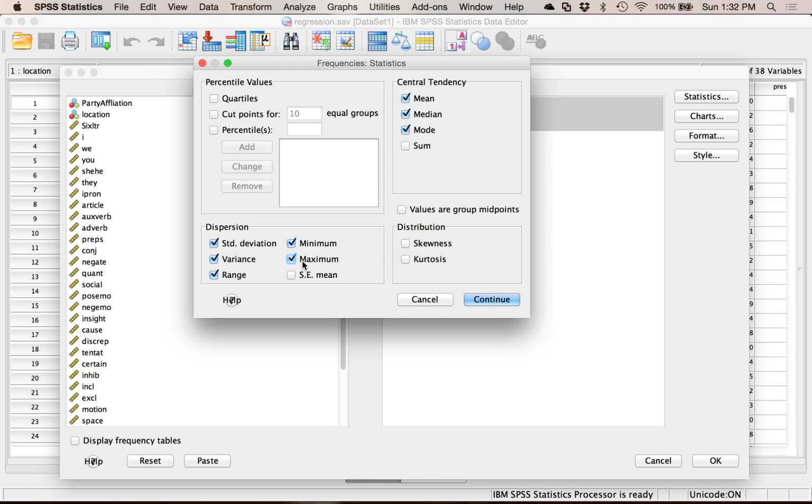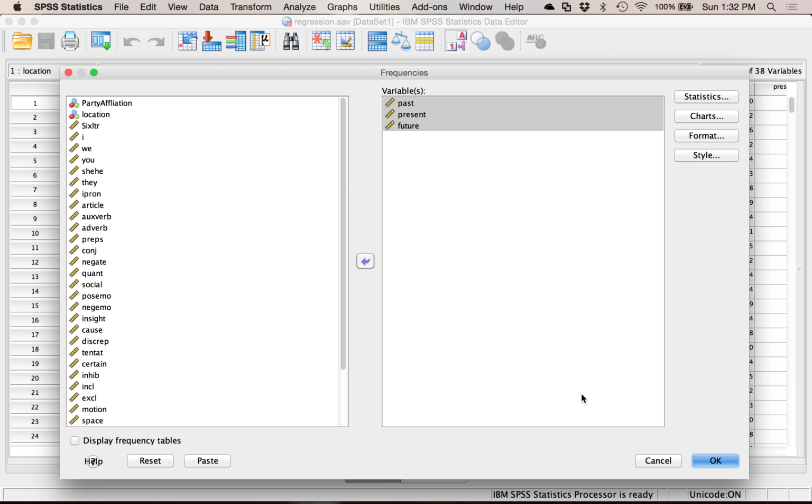So range is going to subtract min from max and just give you a number of how far apart the top and the bottom are. If you actually want to know what the top and the bottom are, be sure you pick min and max. The other thing you can get is the interquartile range, or the quartile points, by clicking quartile here. So continue and OK.